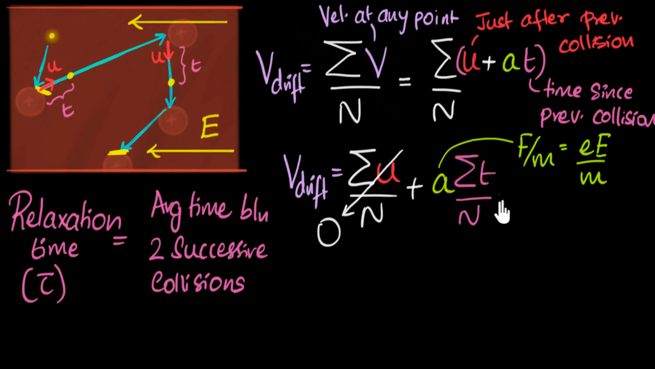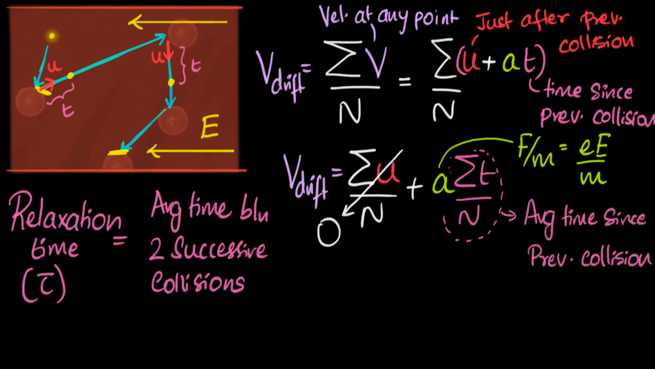Well, remember this is just the average value of t, and what was t? T is the time since the previous collision. So this number is the average time since the previous collision. And just to clarify, if this number, say, was, I don't know, 2 minutes as an example, then what that means is if you were to take an electron at different times and ask it, hey electron, how long has it been since your last collision? That average answer that it gives will be 2 minutes.